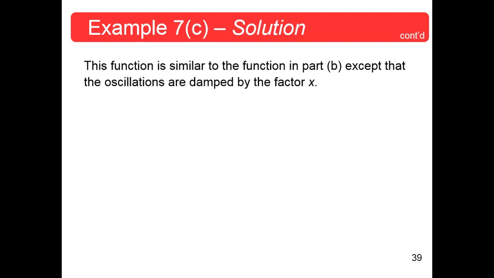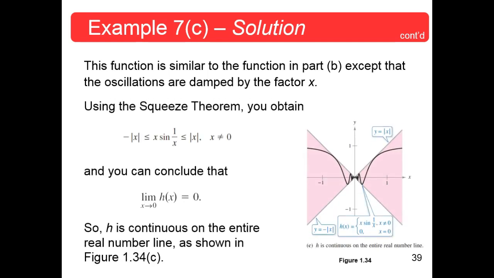All right. And then the C one, the function is similar to the function in part B, except that it oscillates, damped by the factor x. And what happens there is, as you get closer and closer to 0, this is going to 0, where this is staying between plus or minus 1, but as it gets closer and closer to 0, it is approaching 0 from the left, approaching 0 from the right, and then if you define it to be 0 at 0, you got it now.